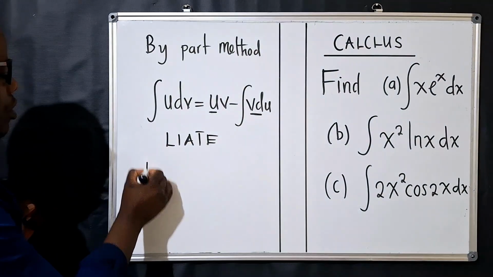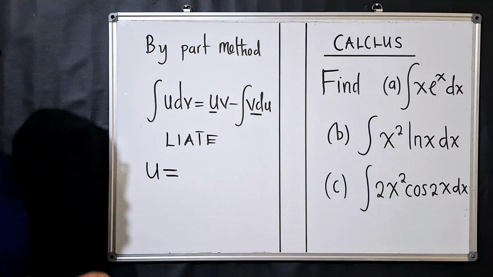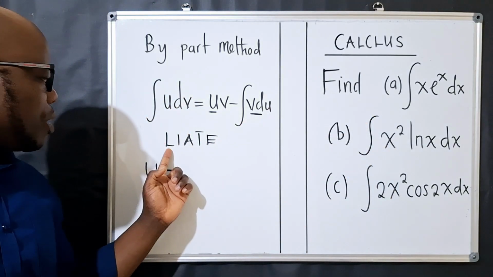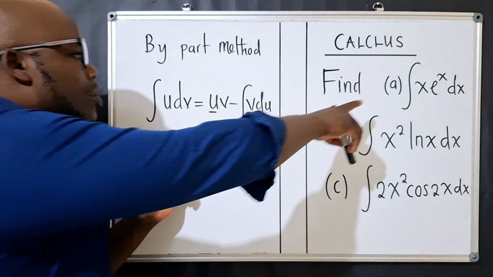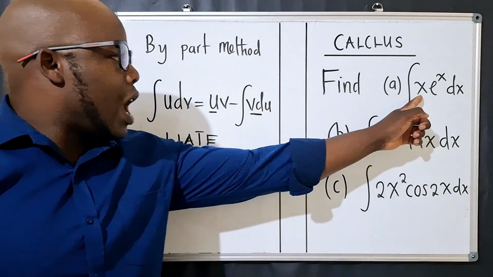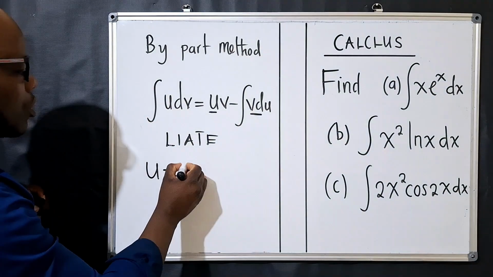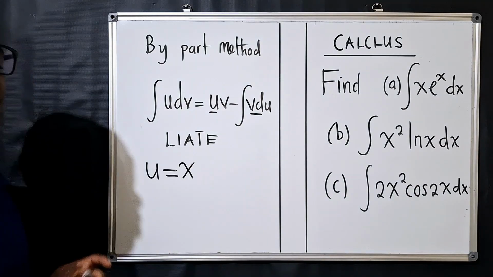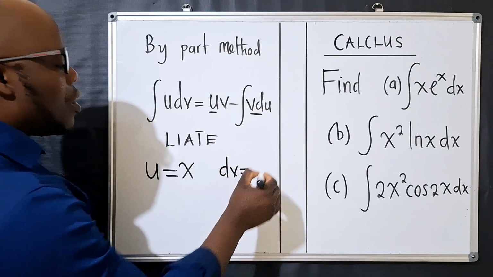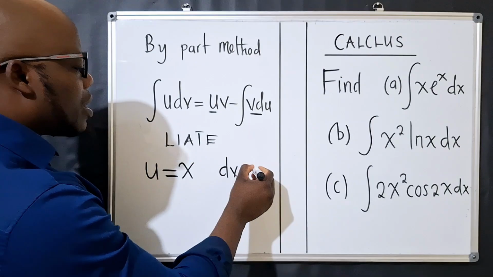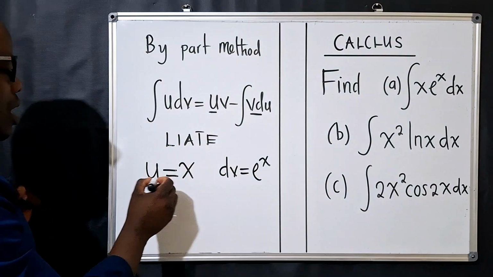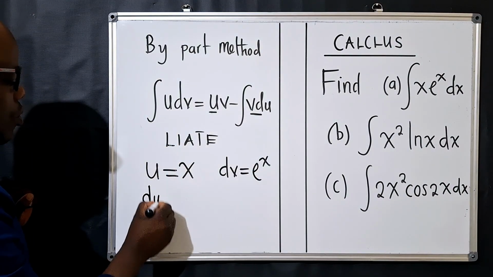So I'm going to say u is equal to, I'm integrating this one. My u here will be, I check, do I have log here? No. Do I have inverse? No. Do I have algebra? Yes, algebra is there. So I'll start with algebra. So my u will be x, which is algebra. The dv will be what has remained. So in this case, what has remained is e power x dx. That is my dv.